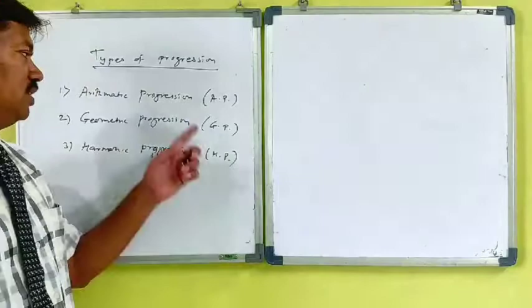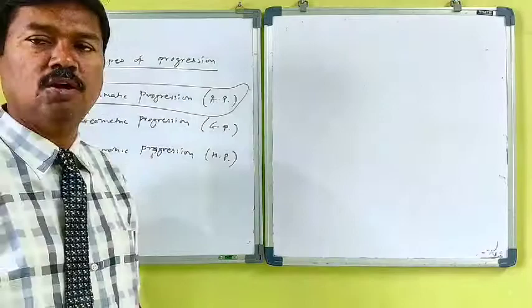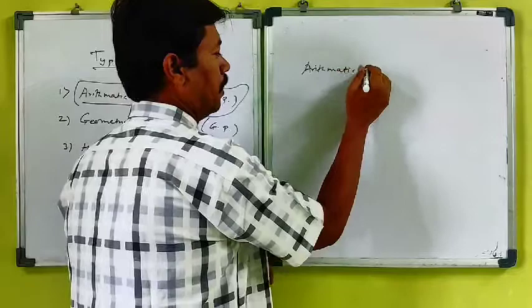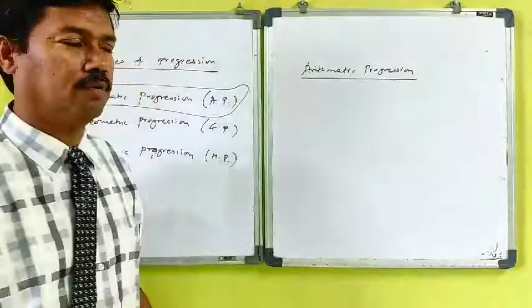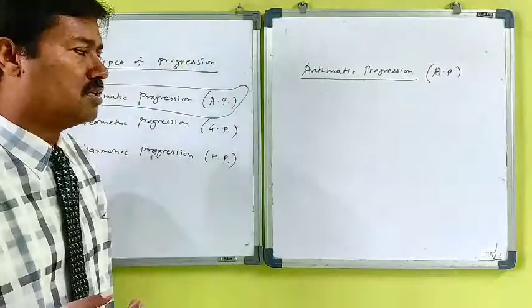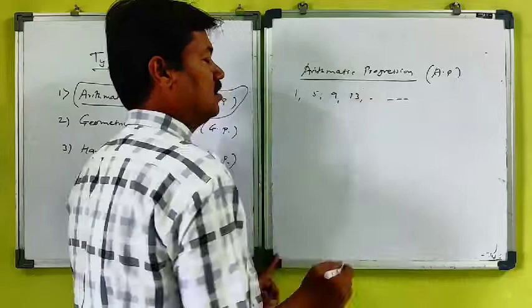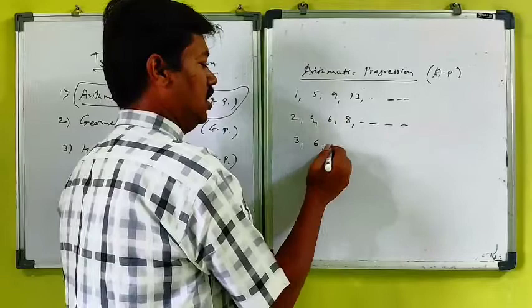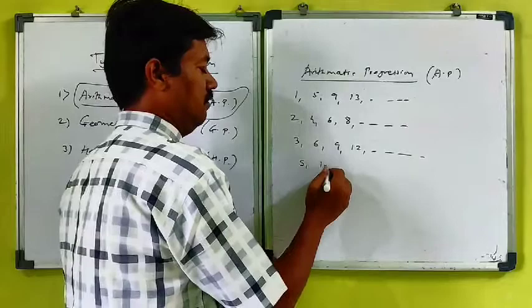So first we'll discuss arithmetic progression. What is the meaning of arithmetic progression? Arithmetic progression is nothing but AP. Now consider that there are different sequences. A very simple sequence here: 1, 5, 9, 13, and so on. The next is 2, 4, 6, 8, and so on. 3, 6, 9, 12, and so on. Say 5, 10, 15, and so on.